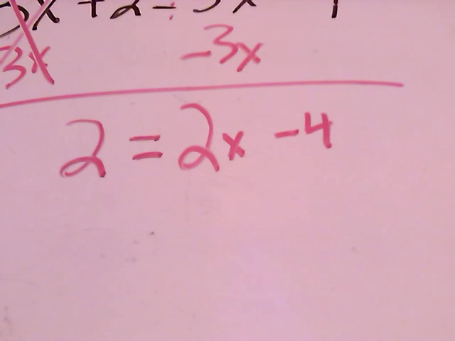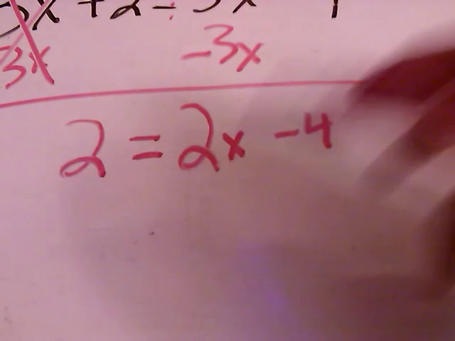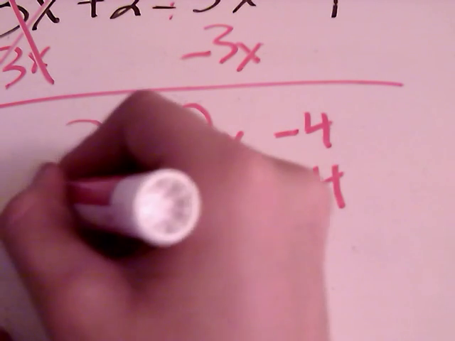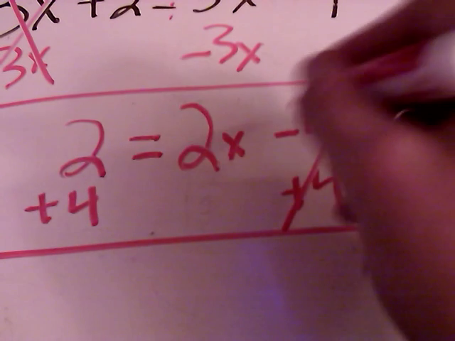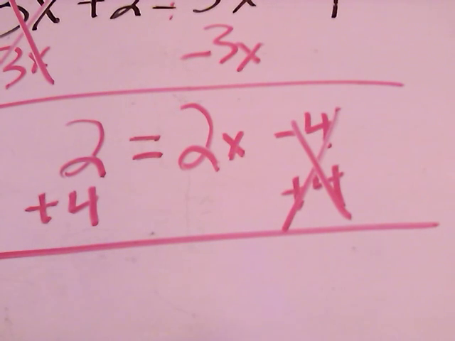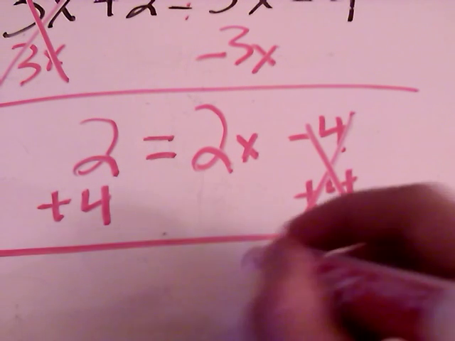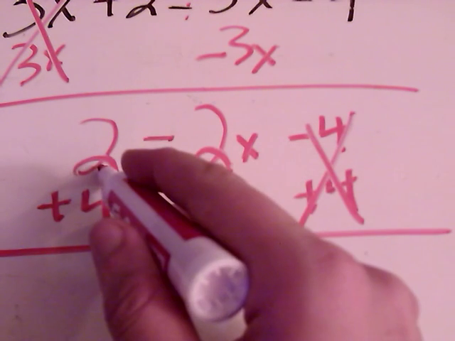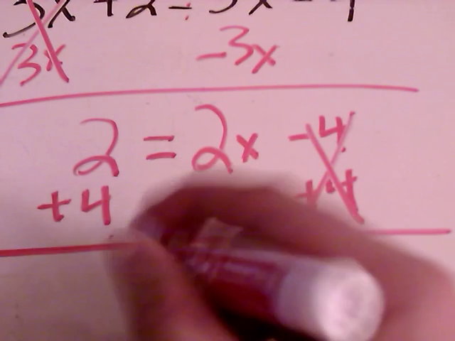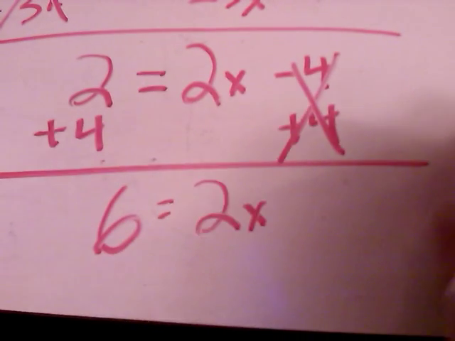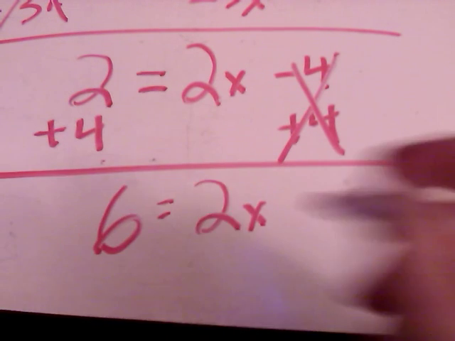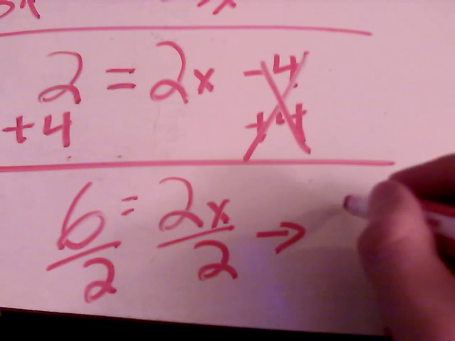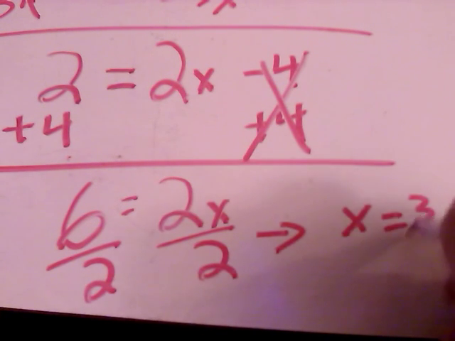From here, we still need to get rid of this minus 4, because now remember, we need that 2x by itself. I'm going to add 4 to both sides. The minus 4 and the plus 4 cancel each other out. The 2x carries down because nothing changes with that. Equal sign. 2 plus 4 equals 6. Now we look here. 6 equals 2x. So then you divide both sides by 2. Then over here your answer will be x equals 3.